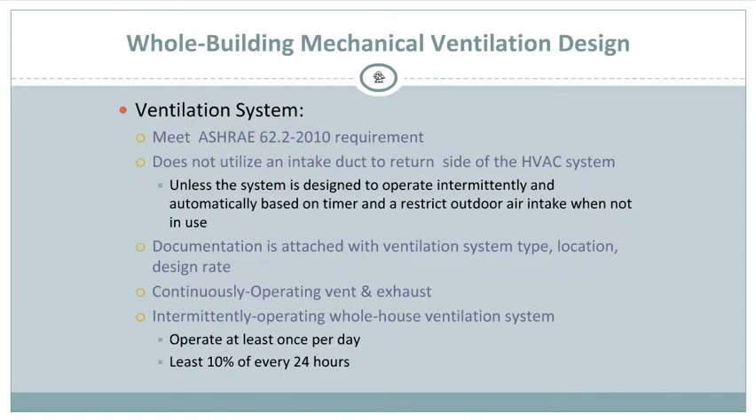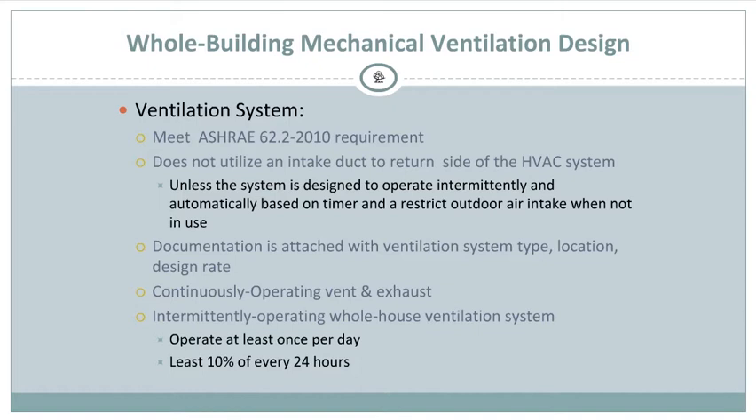So the first thing on the checklist is you're going to have a whole building mechanical ventilation design. By this time you've done your Manual J, you're meeting your ASHRAE 2010 requirement, and then you're taking into systems. Okay, what kind of system are you designing? Is it going to be restricted to outdoor, indoor? Is it going to be continuous operation ventilation?